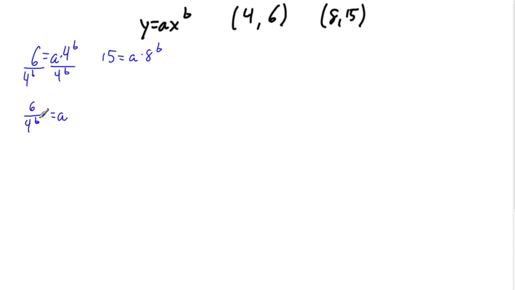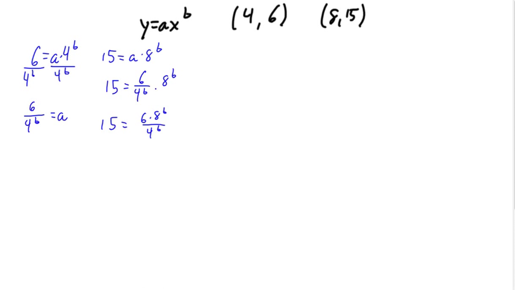Note, this 4 has an exponent of b. This 6 does not. I cannot reduce this to 3/2 at all. It stays like this. Now I go to substitute. So if I have a over here, and I know that a equals 6 over 4 to the b, I have 6 over 4 to the b power times 8 to the b power. Well, if I want to make this one fraction, I can have 15 equals 6 times 8 to the b power over 4 to the b power.